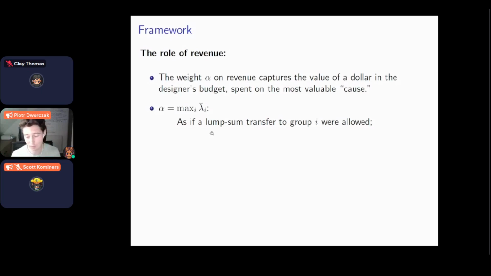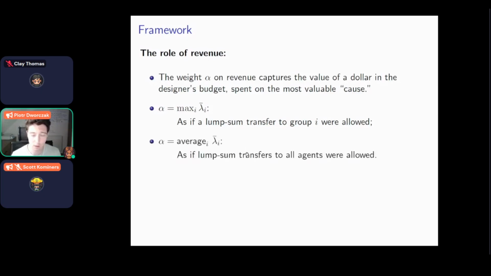And if we set the alpha to be this, then it's as if we were giving a lump sum transfer to agents. So we ruled it out in the mechanism itself, but if we value revenue at alpha equal to the average welfare weight in some group, of course, if we have multiple groups, we can always give it to the group that maximizes that average welfare weight. That's as if we could give them a lump sum payment.